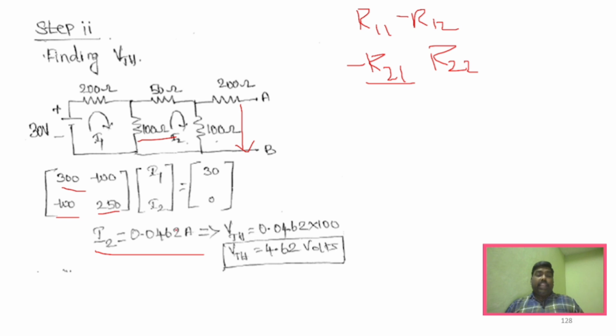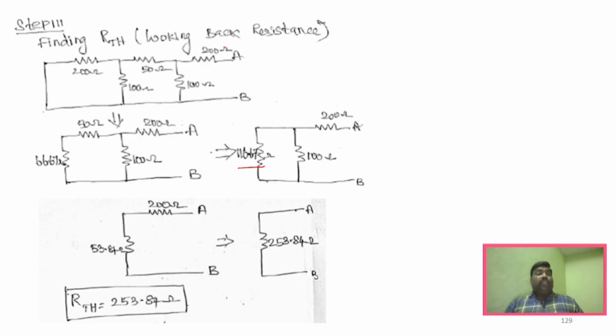So 100 times this particular current gives you the voltage across this particular terminal. To find RTH, we have to remove the load resistance and also short circuit the voltage source. Right? Now what will happen? You have to approach the circuit from this end, and if you approach it from this end, we know that this becomes parallel, right? So if you parallel it, we'll have 50 ohm here, correct? And then this 50 and 66 become series, correct?